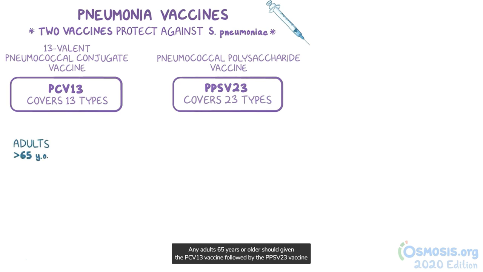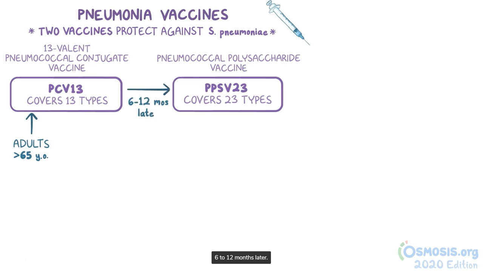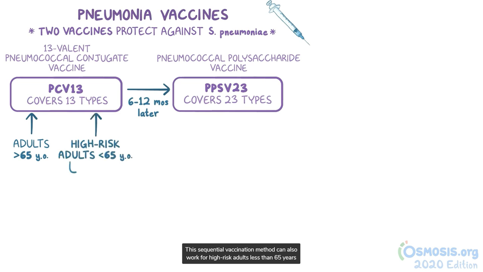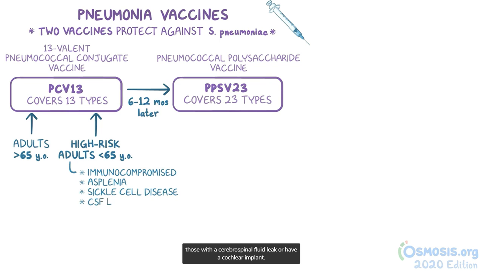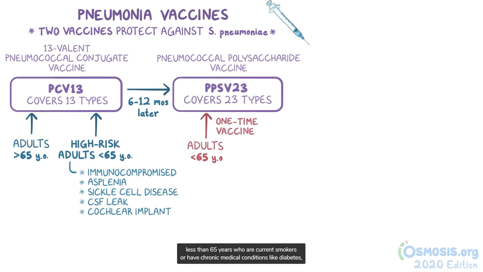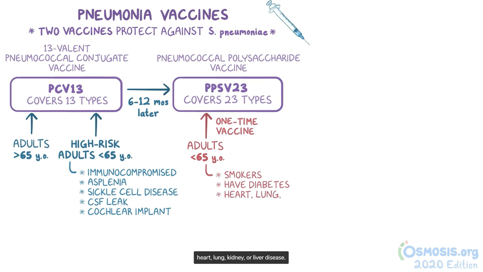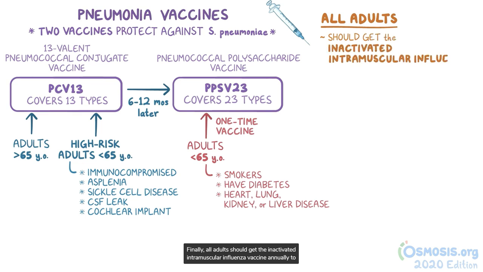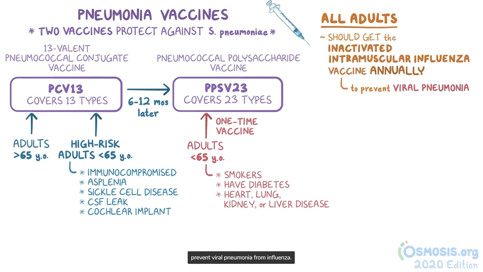Any adults 65 years or older should be given the PCV13 vaccine, followed by the PPSV23 vaccine 6 to 12 months later. This sequential vaccination method can also work for high-risk adults less than 65 years, like those who are immunocompromised, have asplenia, sickle cell disease, as well as those with cerebrospinal fluid leak, or have a cochlear implant. In addition, the PPSV23 vaccine should be given alone as a one-time vaccine to adults less than 65 years old, who are current smokers or have chronic medical conditions like diabetes, heart, lung, kidney, or liver disease. Finally, all adults should get the inactivated intramuscular influenza vaccine annually to prevent viral pneumonia from influenza.